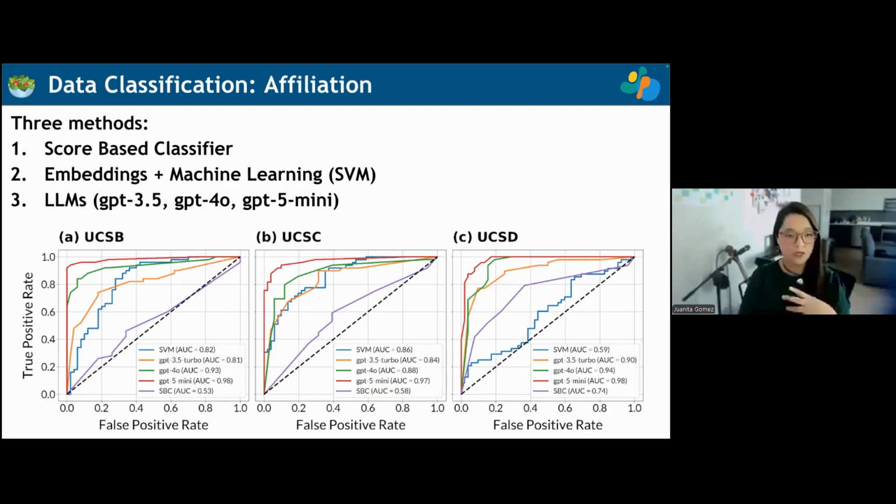I used very different machine learning approaches, but in the end, support vector machines was the one that gave me the best accuracy. So I ended up just using that one. And then the last method that I used was LLMs, of course.